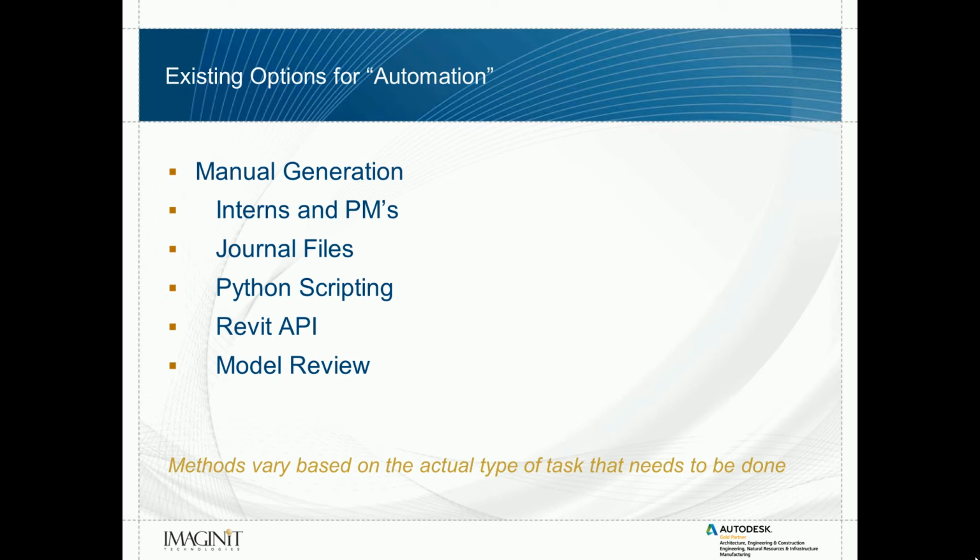You may be able to have other people start helping, assisting with that workload, things like interns or having project managers be involved with that. You may start getting into light programming where you're doing things like journal files, being able to run those, maybe doing Python scripting, or taking advantage of the robust Revit API. And you may also be using a tool called Model Review. Now, the methods vary based on the actual type of task that needs to be done.